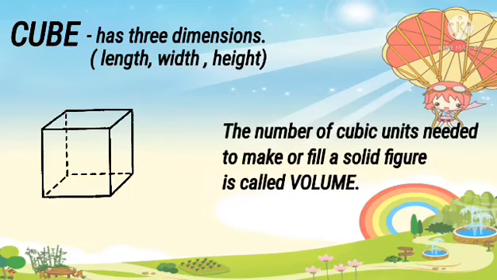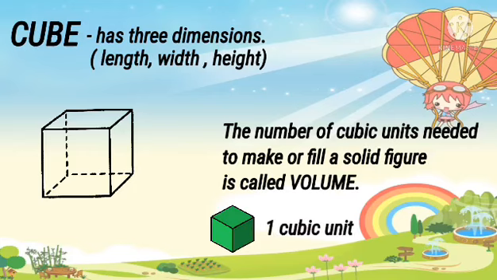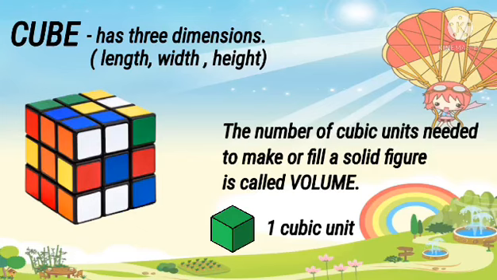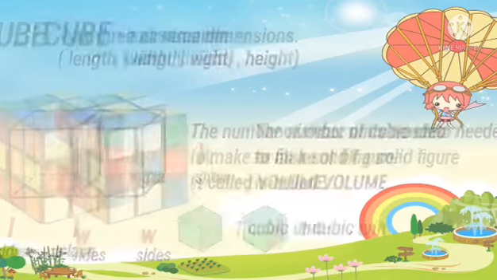The number of cubic units needed to make or fill a solid figure is called the volume. This small cube is considered as 1 cubic unit. Like this Rubik's cube, it consists of cubic units. How many cubic units fit in the Rubik's cube, that will be the volume. And this is the length, the width, and the height. Like we have said, we can also call them sides, because the length, width, and height of the cube are the same.